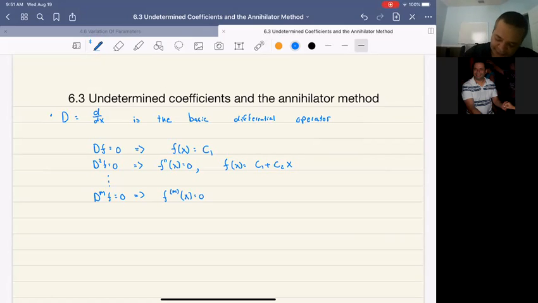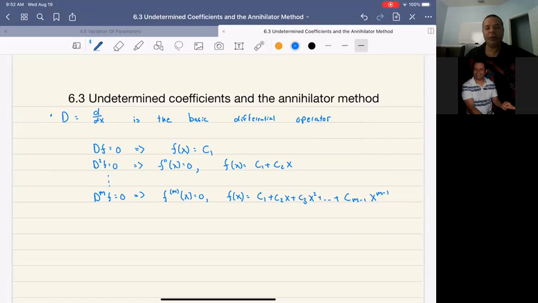And that gives us f of x equals c1 plus c2x plus c3x squared, all the way up to c sub m minus 1, let me write that a little better, x to the m minus 1. Okay, so that's one of the first things that we can see.